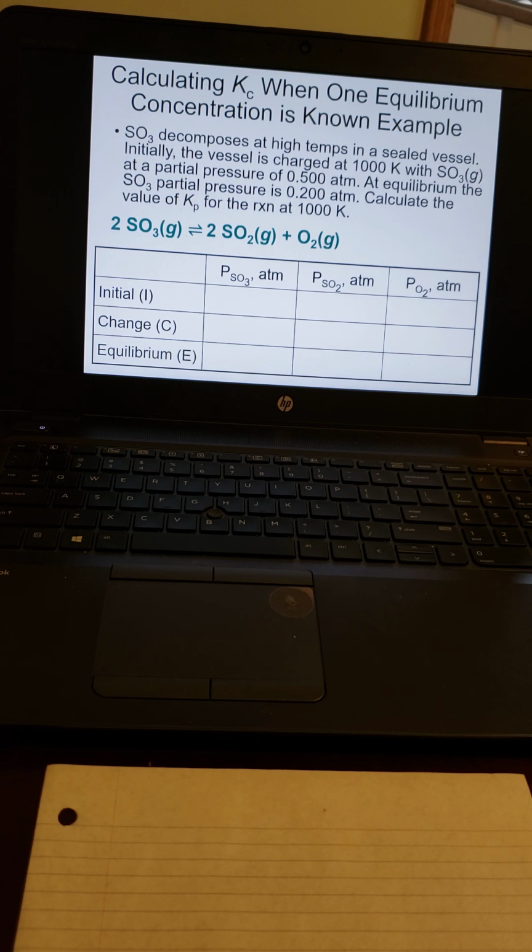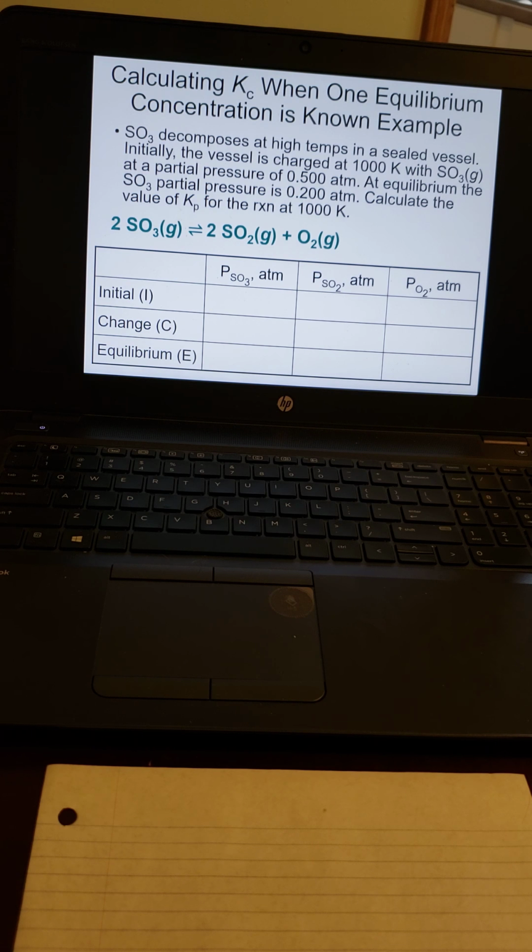So it says SO3 decomposes at high temperatures in a sealed vessel. Initially, the vessel is charged at 1000 Kelvin with SO3 gas at a partial pressure of 0.5 atmospheres. So that's the initial pressure of your singular reactant, which is SO3. At equilibrium, the pressure of this singular reactant is 0.2 atmospheres. Calculate the value of Kp for the reaction at 1000 Kelvin.